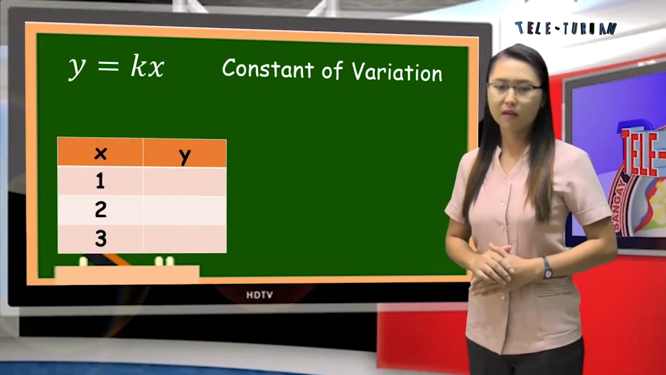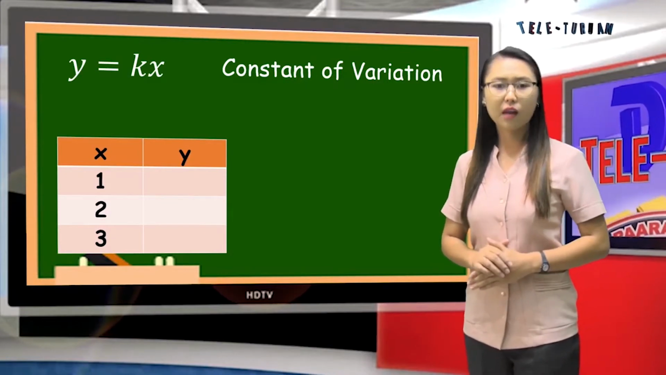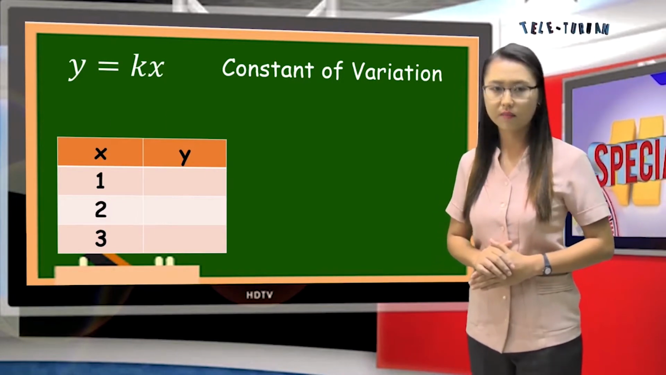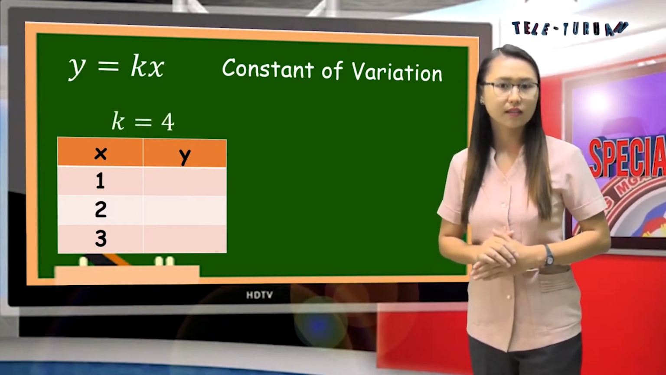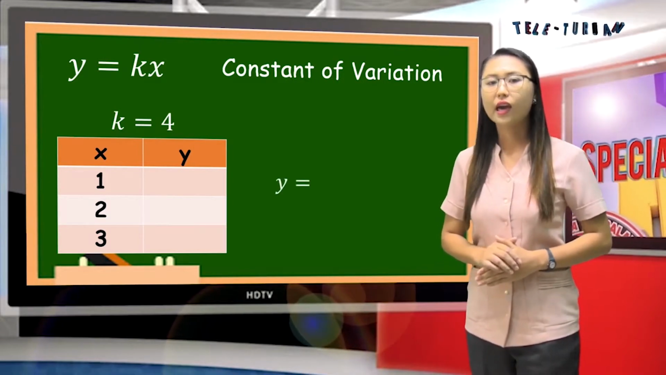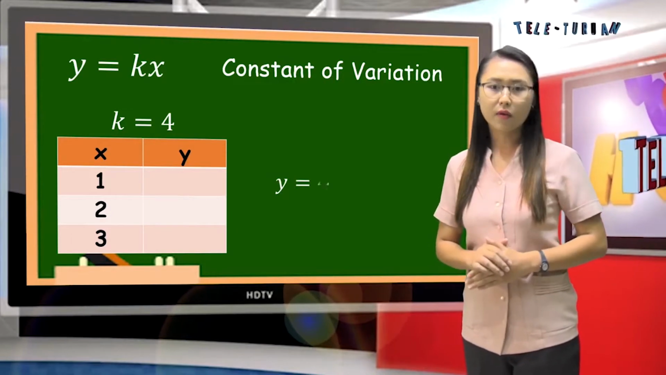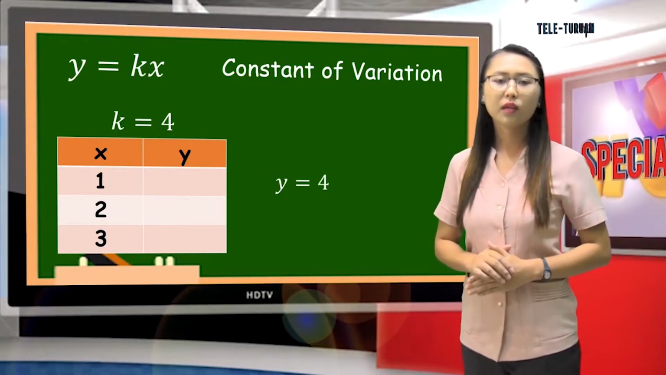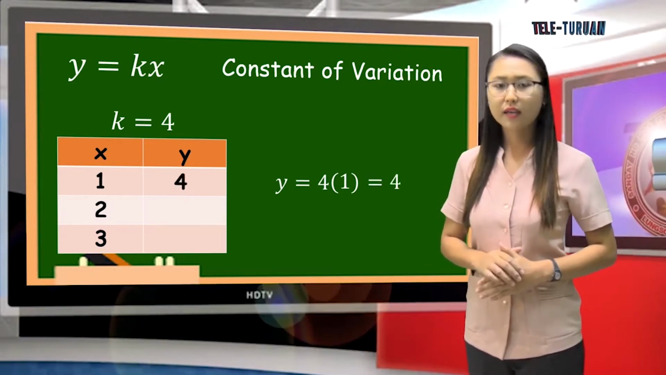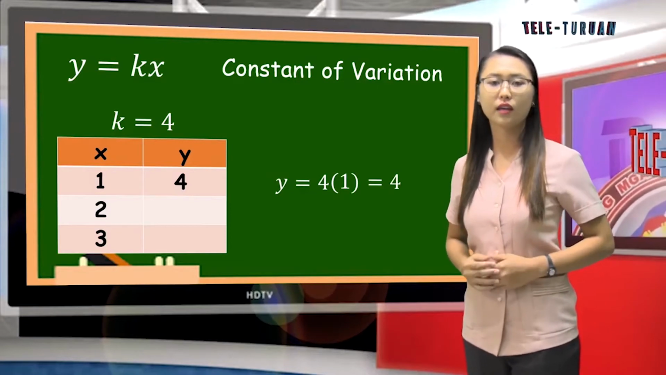Let us have this table. Let us solve for the value of y given the following values of x by using y is equal to kx. Let us use 4 as the value of k. Let us solve for the value of y if the value of x is 1. Y is equal to 4, that is the k, multiplied by 1, the answer is 4. So the value of y is 4 if the value of x is 1 and if the constant of variation is 4.